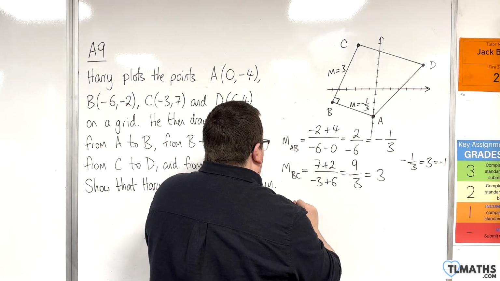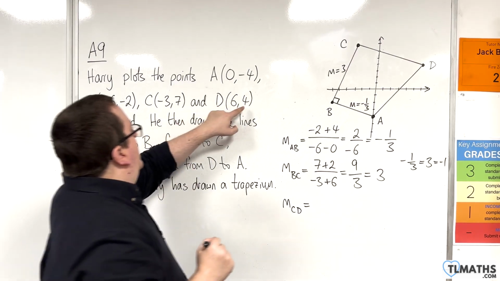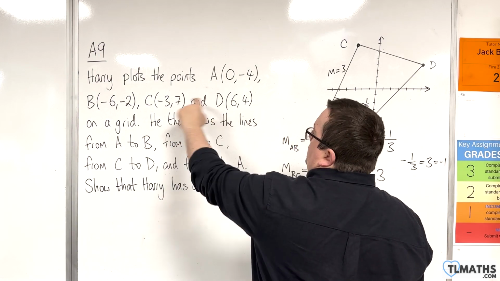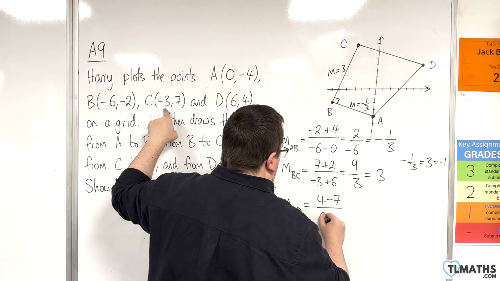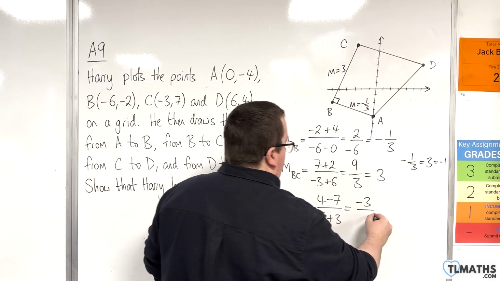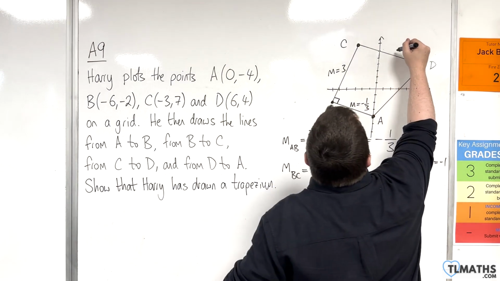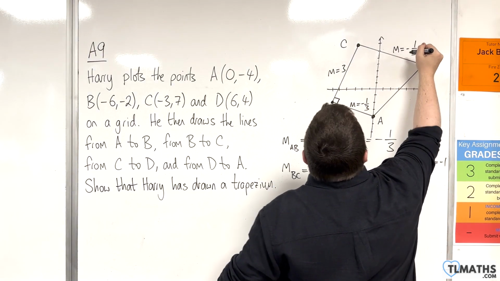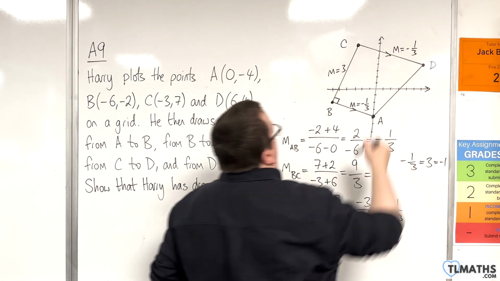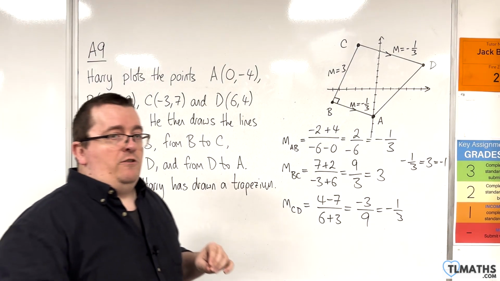Now let's find the gradient of CD. We have 4 take away 7 over 6 take away minus 3, so 6 plus 3. So we have minus 3 in the numerator over 9, and that's minus a third. So this has a gradient of minus a third. That means that CD and BA are parallel to one another. So we do have a pair of parallel lines.